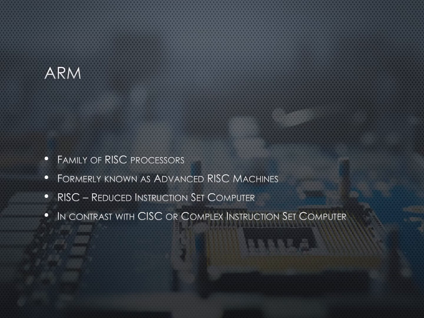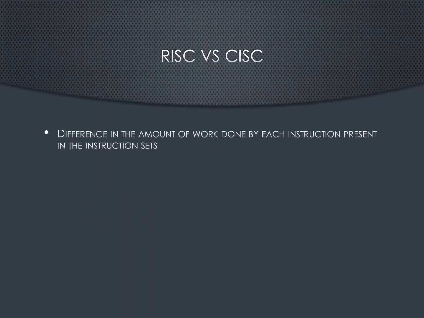What is RISC? RISC is Reduced Instruction Set Computer. RISC is often seen in contrast with CISC or Complex Instruction Set Computer. One example of CISC processors is x86 by Intel. So how do they differ? The difference is in the amount of work which is done by each instruction in the instruction sets.